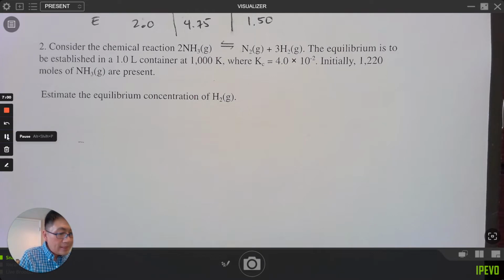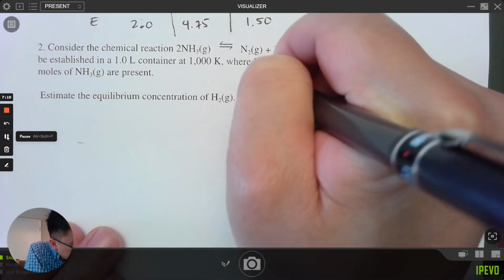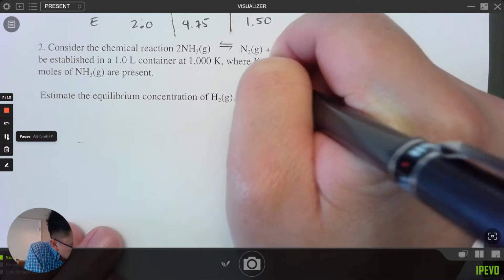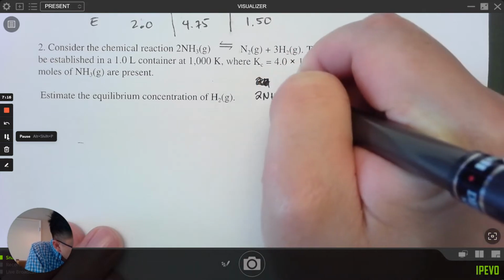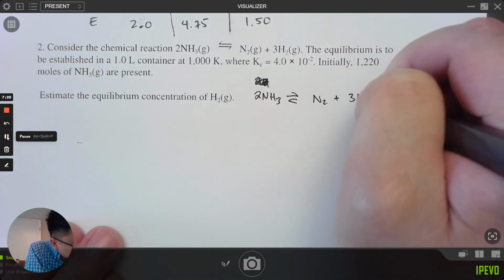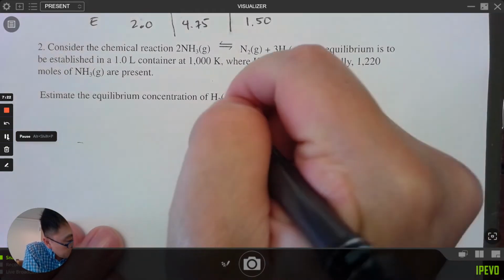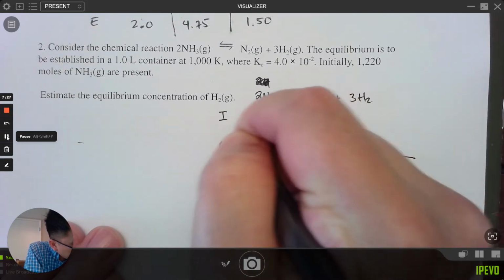Okay, maybe let's set up an ICE table. Let me rewrite the equation: 2 moles of NH3 makes 1 mole of N2 and 3 moles of H2. This is an ICE table.